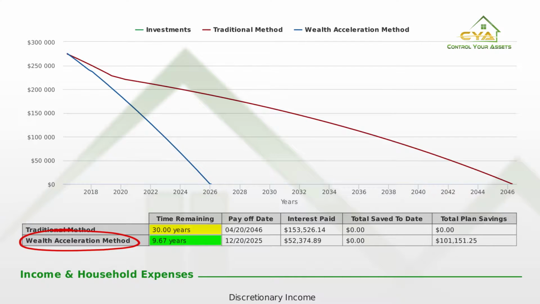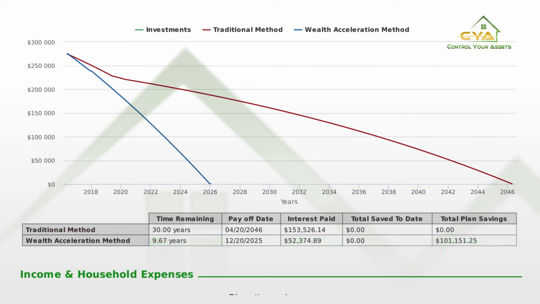So as you can see, it would have taken him 30 years, and he would have accumulated $153,526.14 in interest paid to the bank. But using our financial GPS software, he was able to pay it off in under 10 years and only paid $52,374.89. His total planned savings was $101,151. So as you can see, in his first cycle, he was able to pay it off in 10 years.